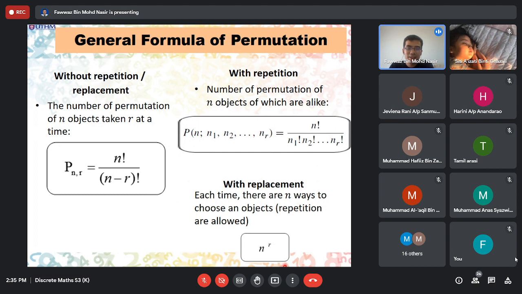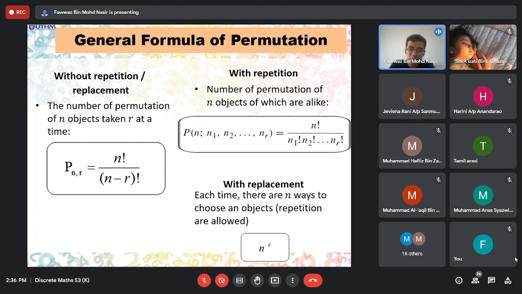Then the formula for with replacement: each time there are n ways to choose an object, and repetition is allowed. So the formula is n to the power of r. Basically, the difference between this one and this one is that with repetition, only some of the elements are repeated. Not all elements are usually repeated. For with replacement, all elements in the problem given are repeated.